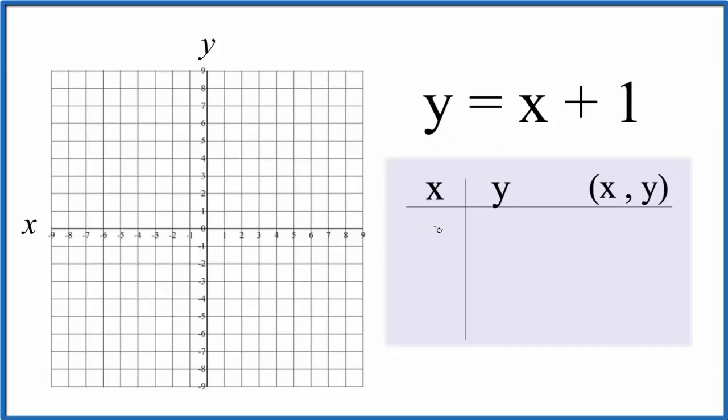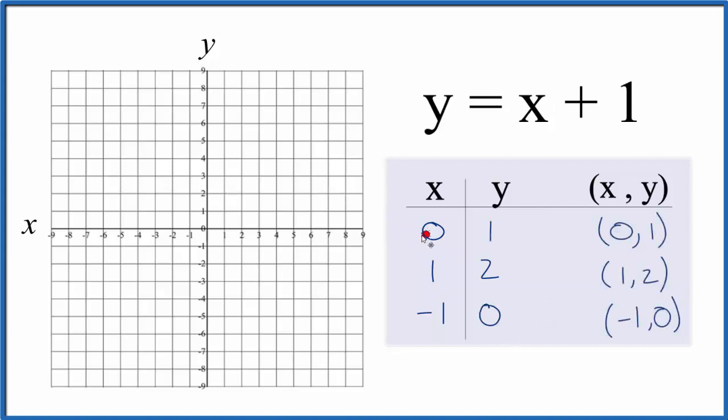So I'd like to start out by putting a 0 in for x, because I know that that'll probably fit on my graph here. So 0 plus 1, that's 1. I could put a 1 in. 1 plus 1, that's 2. And let's put a negative 1 in. Negative 1 plus 1, well, that's just 0. These are the points that we'll graph.